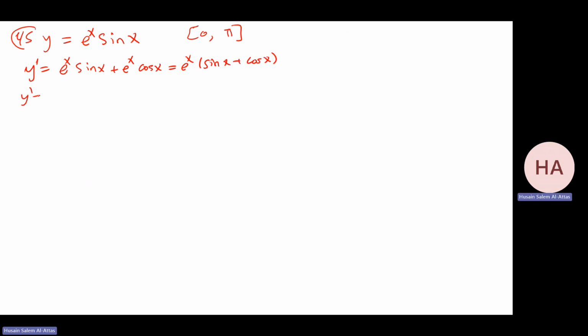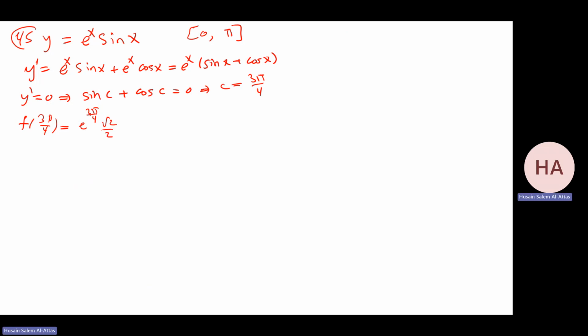I have y prime equal to 0. So I have sine c plus cosine c equal to 0. That implies c should be in the third quarter, 3 pi over 4. I need to check f at 0, and first I need to take f of 3 pi over 4. That will be e^(3 pi over 4) times sine 3 pi over 4, which is equal to root 2 over 2.